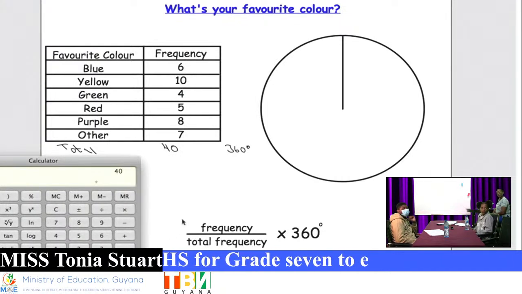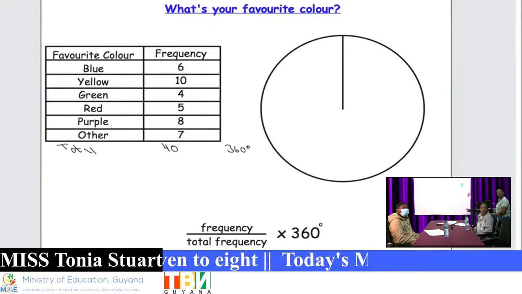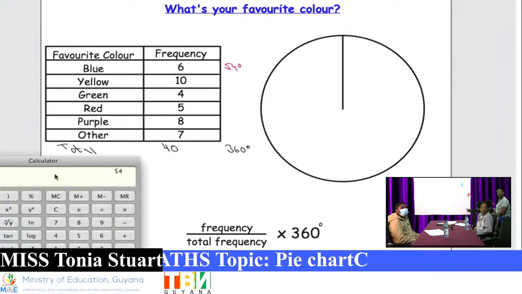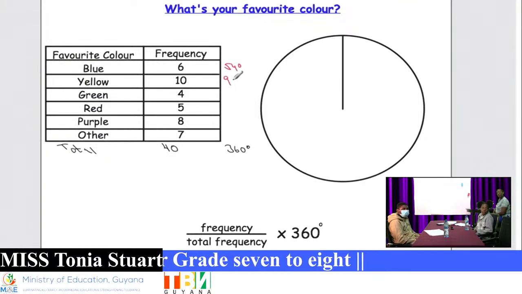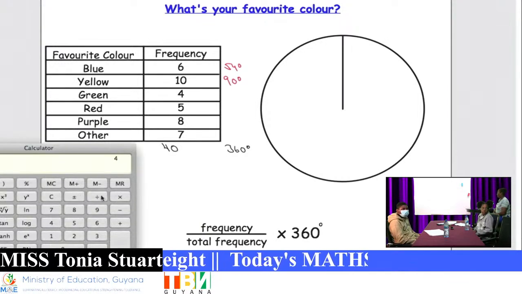So we're refining for blue, and we're using the 6 divided by 40 multiplied by 360, just like what we did just now. And your total degree would be 54 degrees. So we do 10 divided by 40 and multiply our answer by 360 degrees, which gives us 90. So yellow is going to take up 90 degrees of our whole pie chart. Green will be 4 divided by 40 and multiply that by 360, which gives us 36.